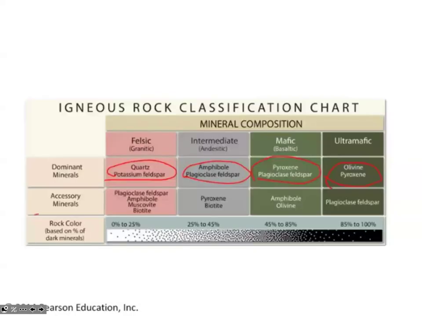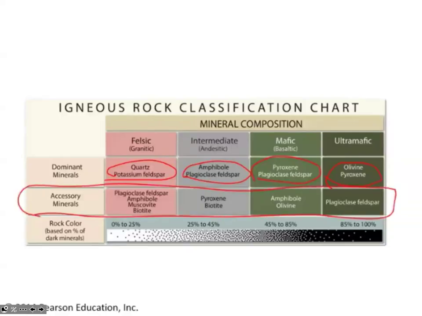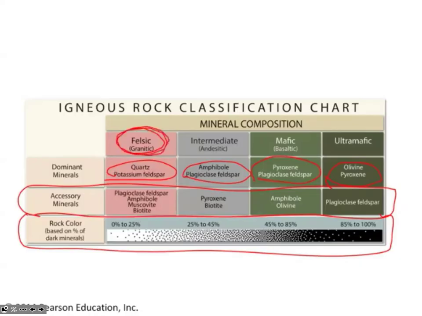There are also accessory minerals. So these are minerals that are present in relatively small amounts. And then there's this sort of handy rock color classification scheme, which is based on the proportion of dark minerals that are present in that rock. In general, though, what this boils down to is that we can classify igneous rock compositions in one of four categories. They're felsic, intermediate, mafic, or ultramafic.